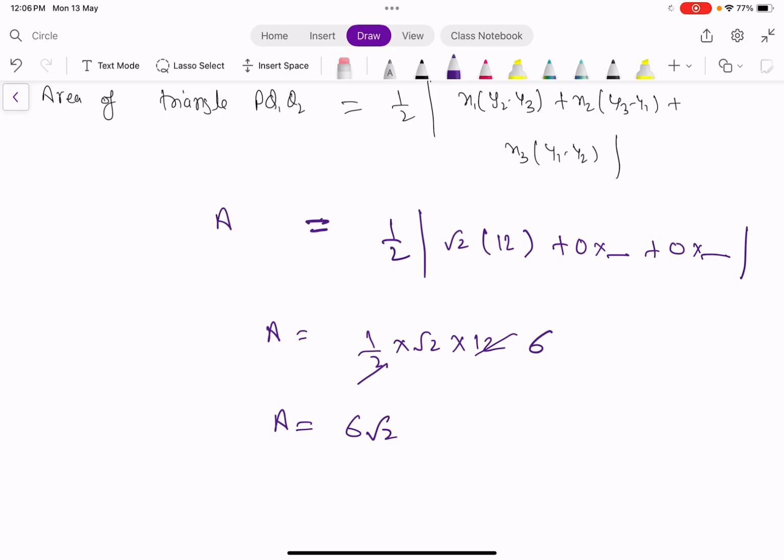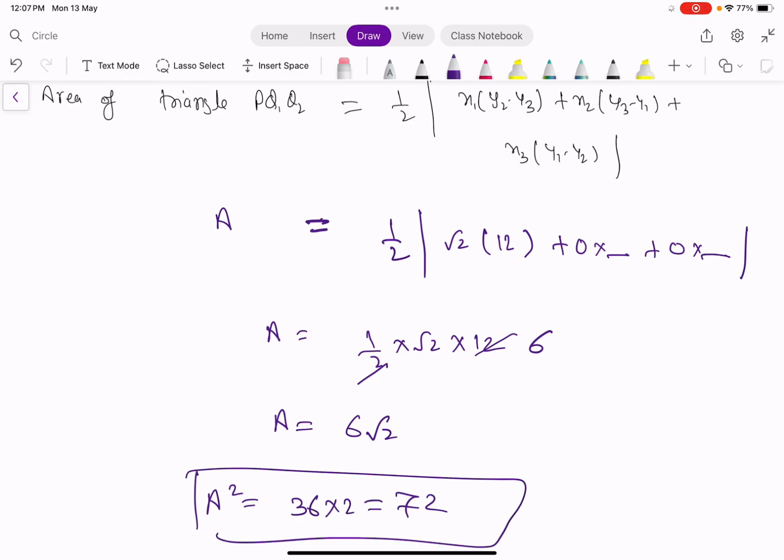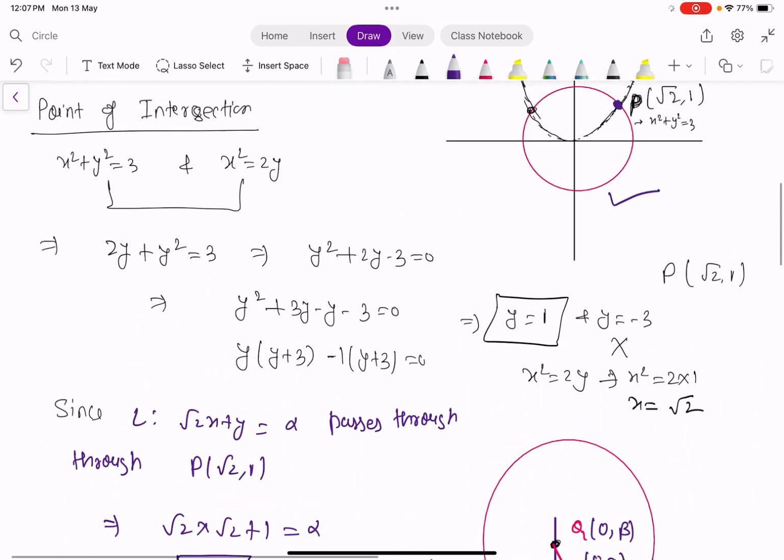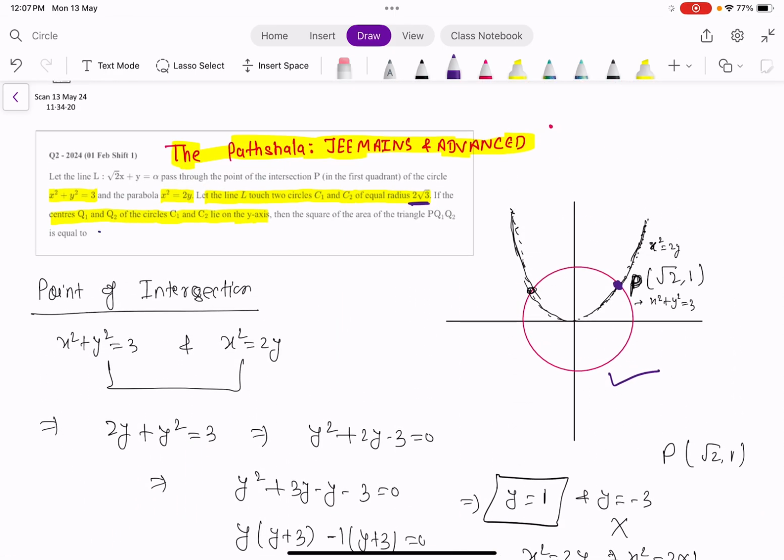Now they are asking for the square of the area. So the area squared will be how much? 36 into 2, that will be 72. So 72 will be the correct answer for this one. So here we can say the square of the area of the triangle P Q1 Q2 will be nothing but 72. Thank you.